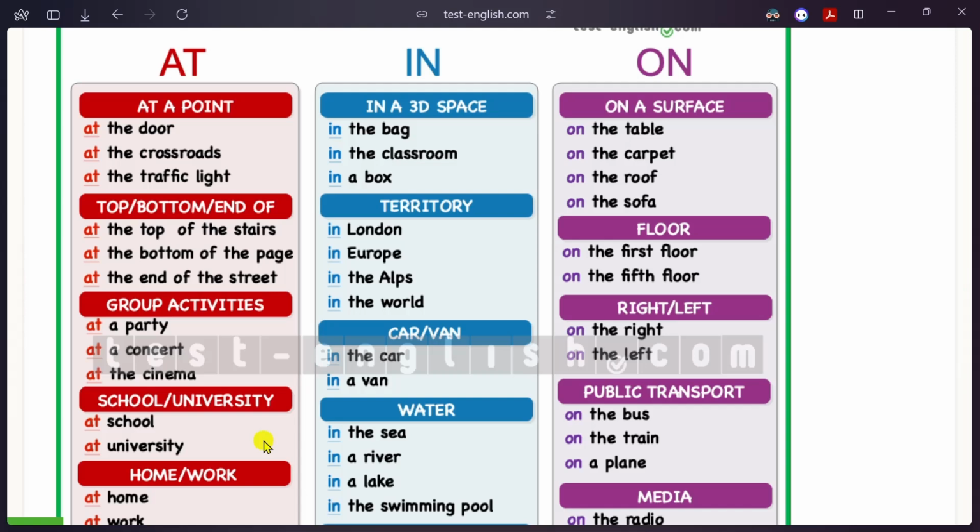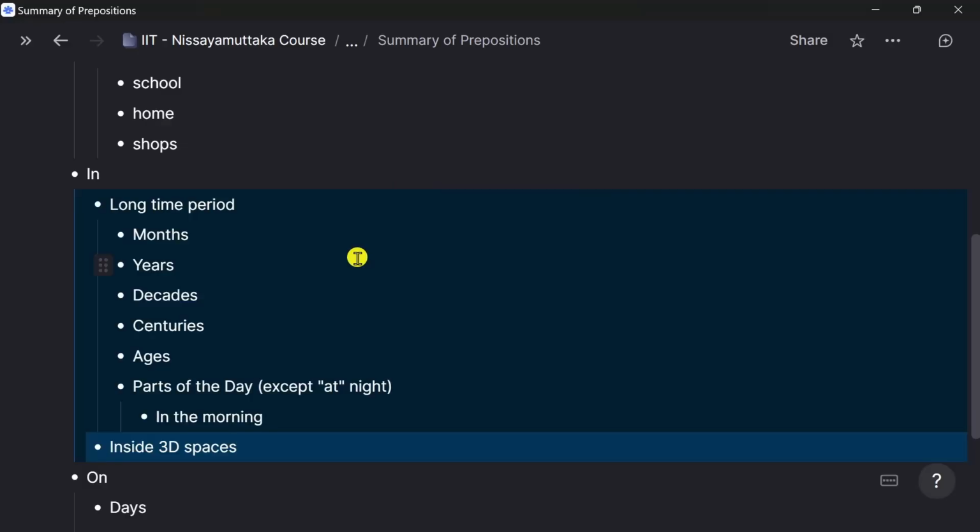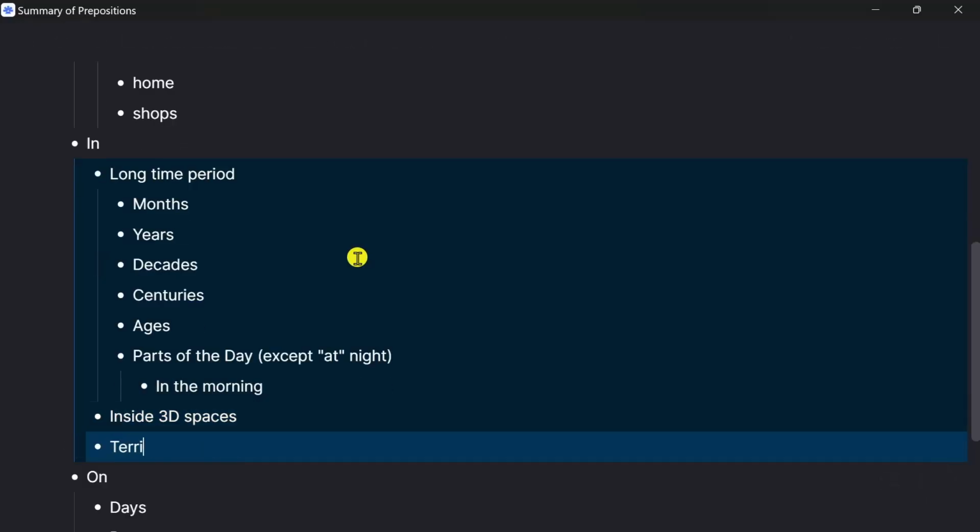Okay, Europe. The Alps, you know? In Europe, the Alps, certain mountains. In the world, you can say "in." Alps is a certain mountain range. So a territory, okay, let's put this here. We have "in" territories.